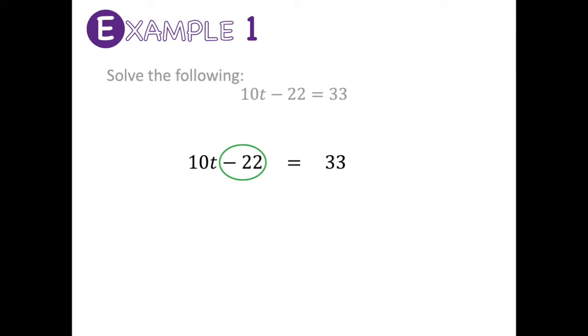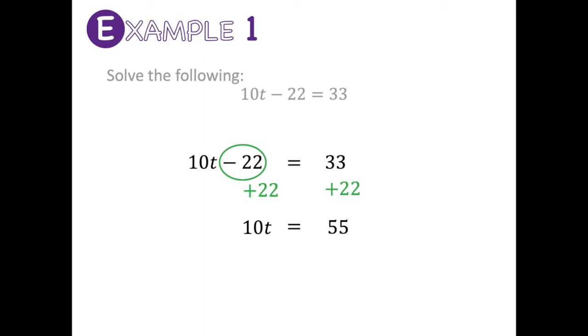The opposite of subtracting 22 is going to be add 22. Because I want to keep my equation balanced, what I do to the left-hand side, I also need to do to the right-hand side. So I'm going to add 22 to both sides. On my left-hand side, I'm going to be left with 10t. And on my right-hand side, I have 33 plus 22, which equals 55.